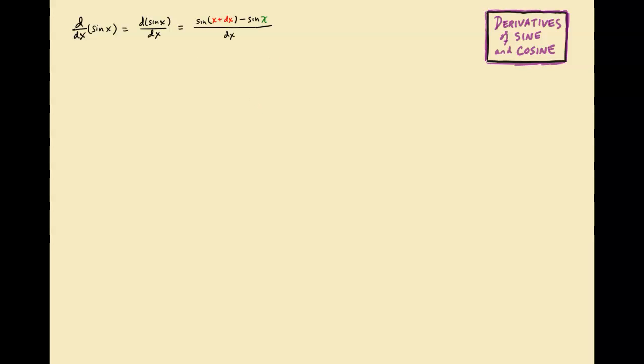Hopefully you remember that there is an identity that allows us to expand the sine of a sum. And if we were to apply that here, we would get all of this stuff. And now we see where the trouble lies. What are we supposed to do with expressions like cosine of dx or sine of dx? What on earth are we supposed to do from here? We seem to be stuck.